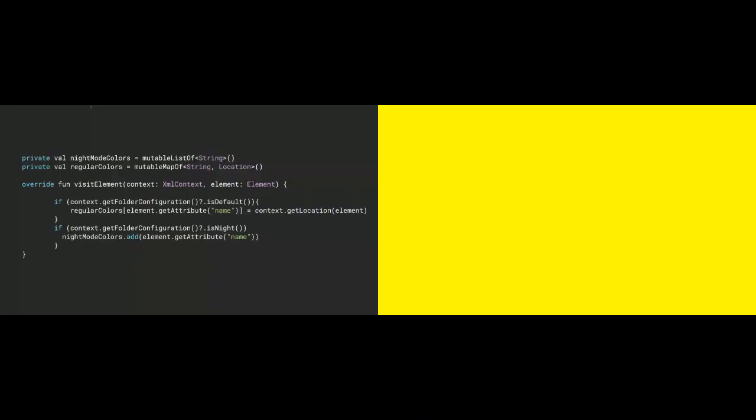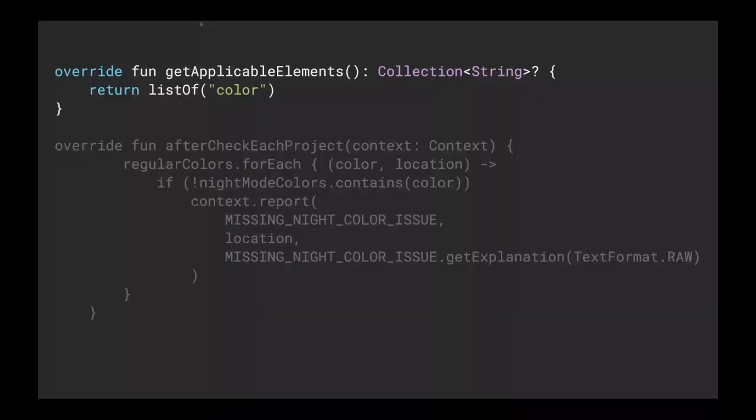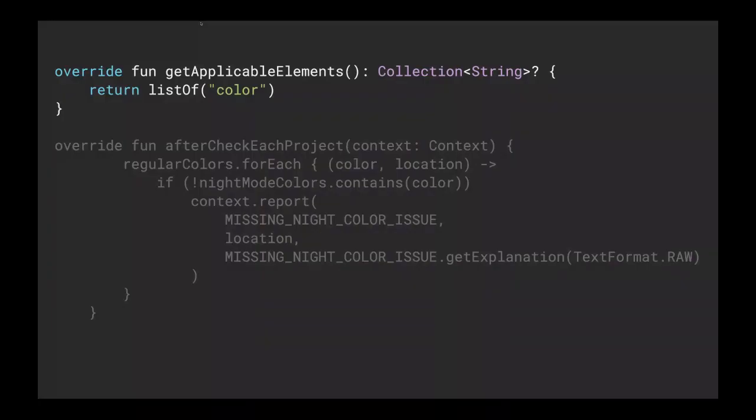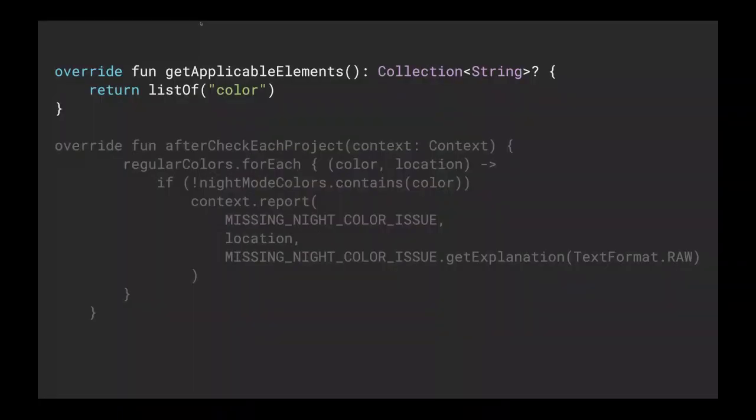So I'm going to say, hey, this is the attribute name, which is like color primary, let's say, and this is the location. And then if it's night, I'm just going to say, hey, I visited this color name in the night mode qualifier. And then you can also override this method, which is get applicable elements. Here you're just telling our lint check, look, I'm just interested in color. So don't give me anything like layout, drawables, everything that I don't care about, because I just want to do this for colors.